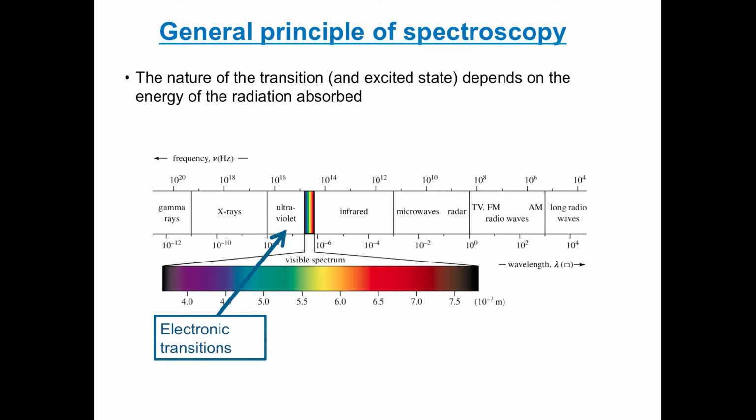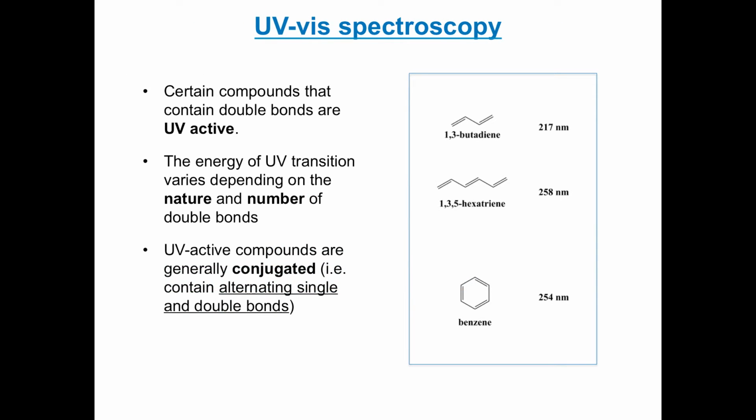So what do I mean exactly by electronic transitions? It turns out that if your compound absorbs UV light, it's said to be UV active, and it's typically compounds that contain double bonds that absorb UV light. The energy of the UV transition varies depending on the nature and the number of the double bonds. The most UV active compounds are generally conjugated, which means they contain alternating single and double bonds. Here are some examples of compounds that contain alternating single and double bonds. You can see here goes double, single, double. Here we go double, single, double, single, double. And here's double, single, all the way around in a ring.